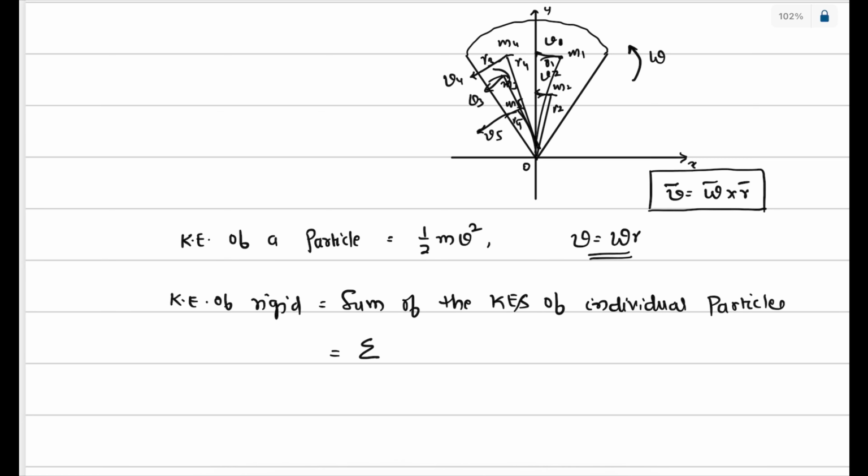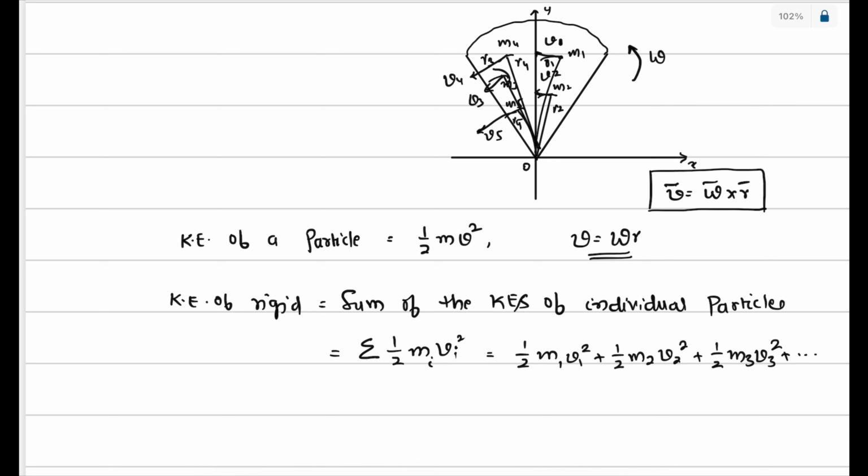That is equal to sigma half m_i v_i square. When you put the sigma, it should be v_i square. That is nothing but half m_i here, because each particle will have a different mass, need not be the same mass. m1 v1 square plus half m2 v2 square plus half m3 v3 square plus so on.